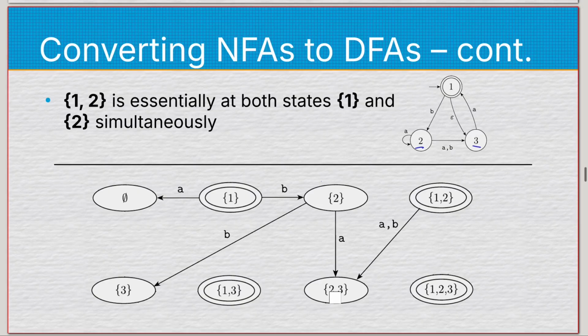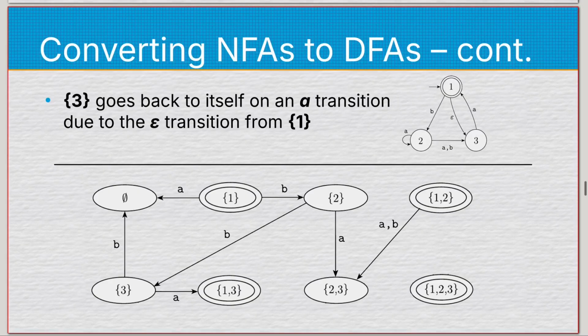And now look at 3. 3 goes back to itself in an A transition due to the epsilon transition from 1. And if I look at that, the A transition goes to 1, loops back to itself here. So we end up with 3 on an A input goes straight to 1, or it goes to 3 because this is an empty string. We don't mark our actual epsilon transition, so just A goes to 1 and 3. B input, nowhere. So it just goes to the actual null state.